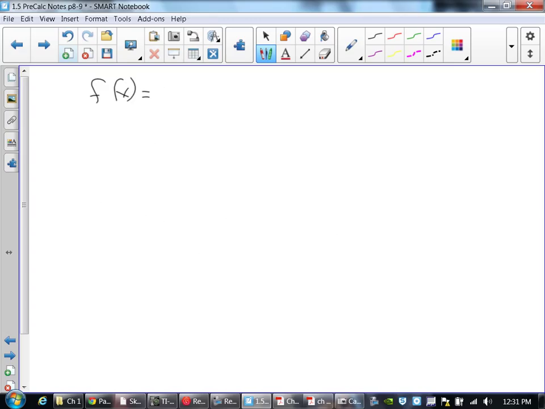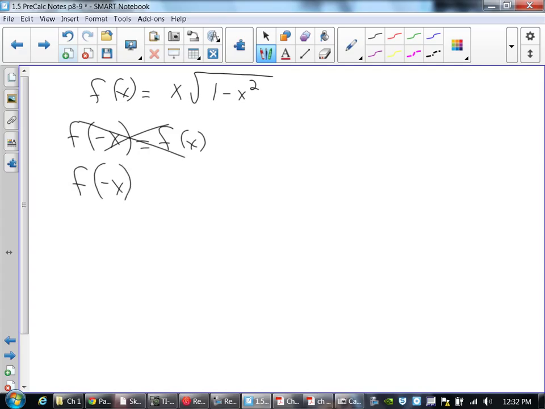You have f of x is x root 1 minus x squared. You want to check whether or not it's even or odd. So if we check even, that means is f of negative x equal to f of x? Well, you can see right away that's not going to work, because if I put that negative out front of the radical, I can't square it to make it a positive again at all, can I? So I know that's not even. So I skip it and I go to odd. Well, is f of negative x equal to negative f of x?